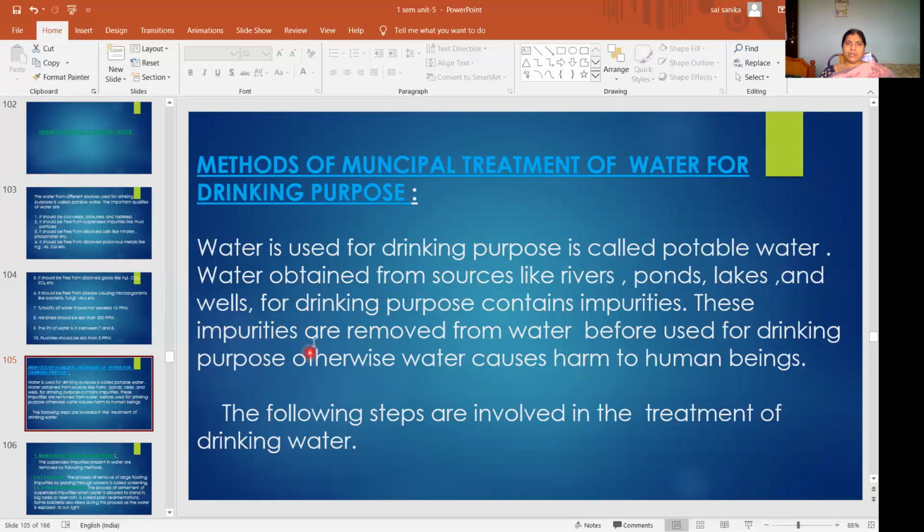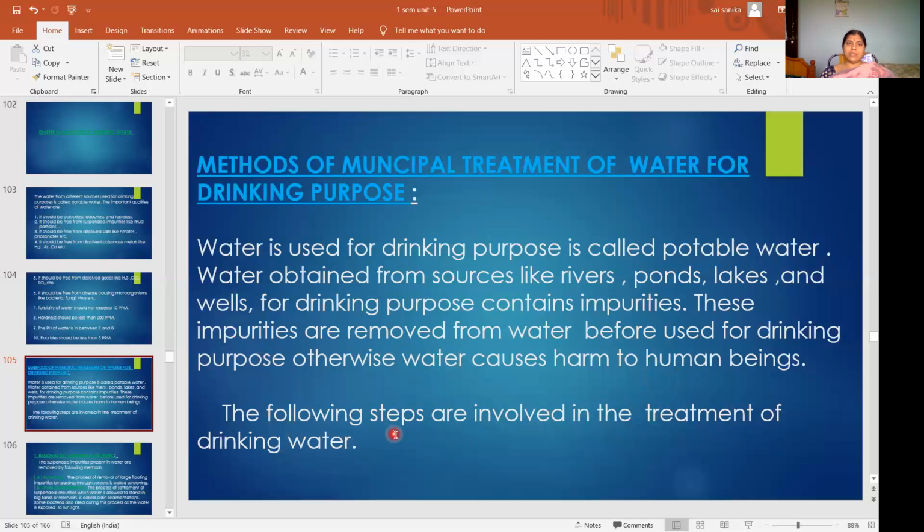If at all you don't remove the impurities, what happens? This water causes harm to human beings so that you may get diseases. If bacteria is present, you will get diseases. Like that, so we have to treat the water before drinking. So the following steps are involved in the treatment of drinking water. Treating means purifying. So purification of water, that is removal of impurities from the water.